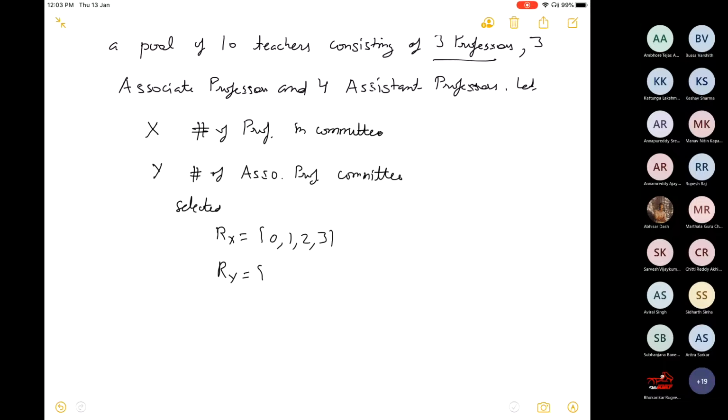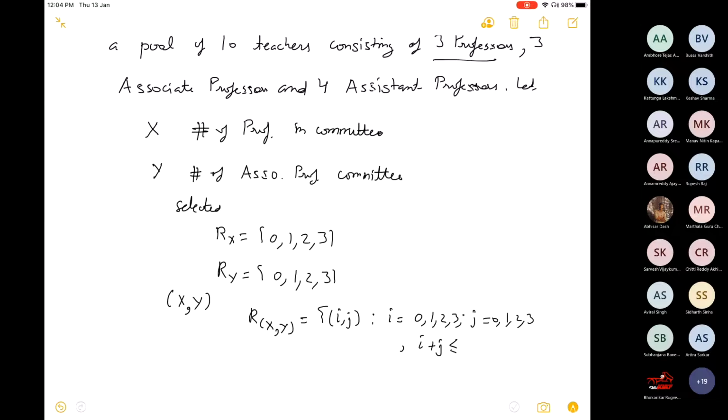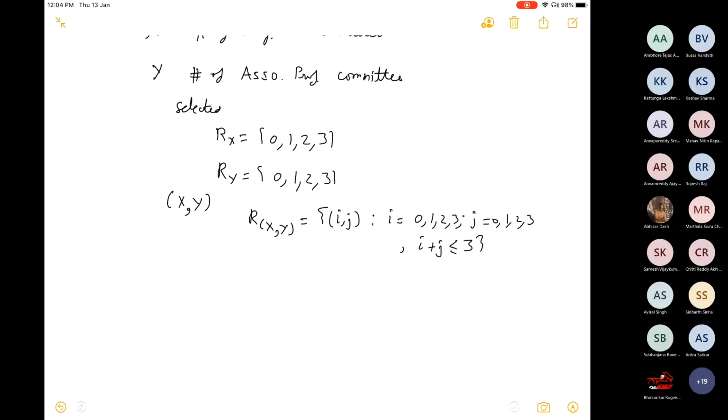So 0, 1, 2, 3. But (X, Y) can take value (i, j) such that i is 0, 1, 2, 3, j is also 0, 1, 2, 3, such that i plus j is less than or equal to 3. This should also be satisfied.